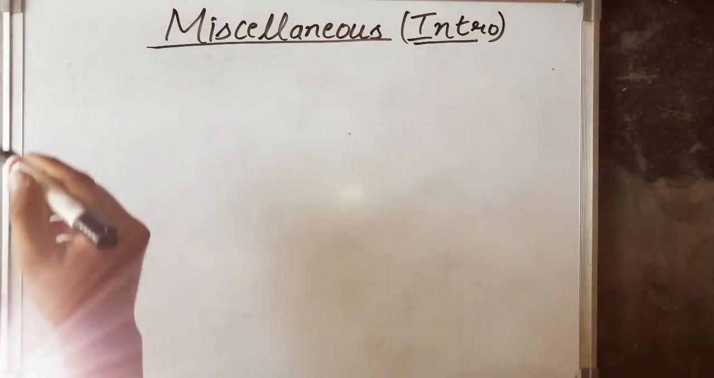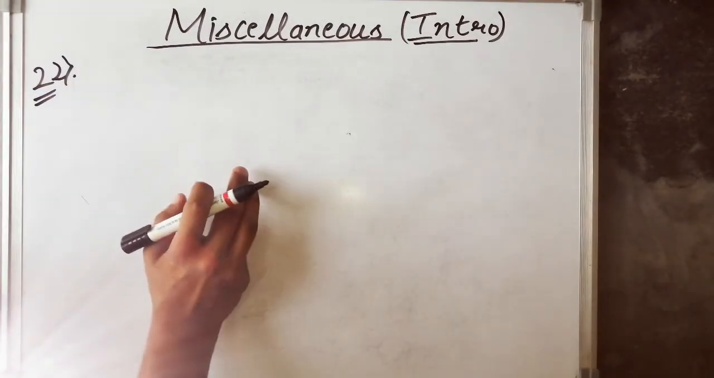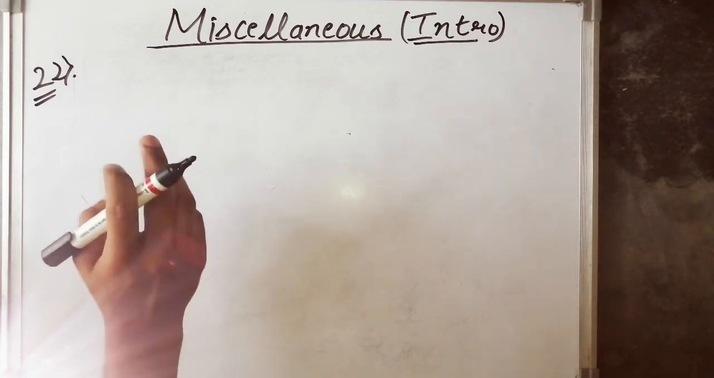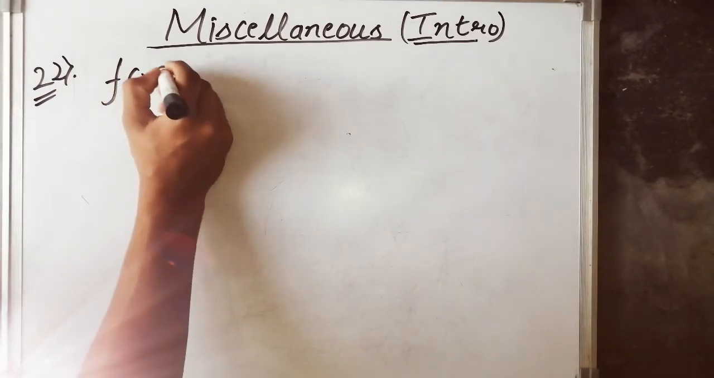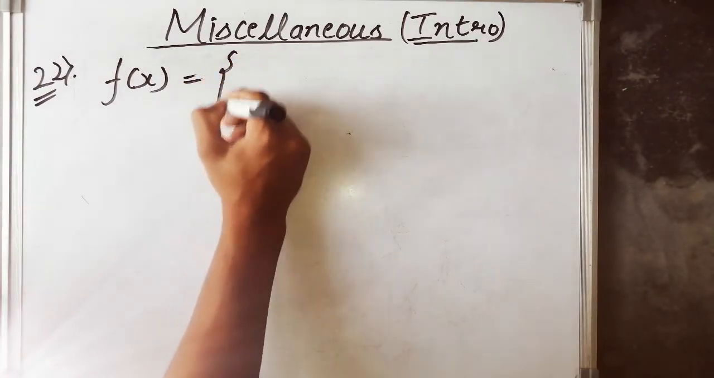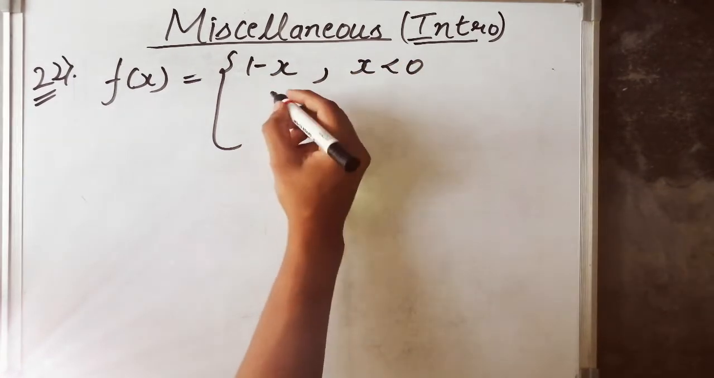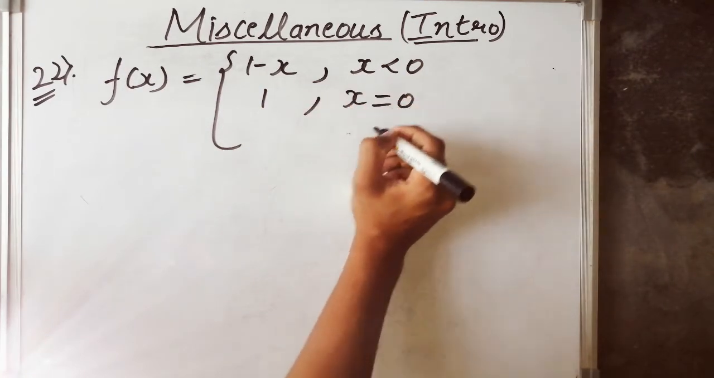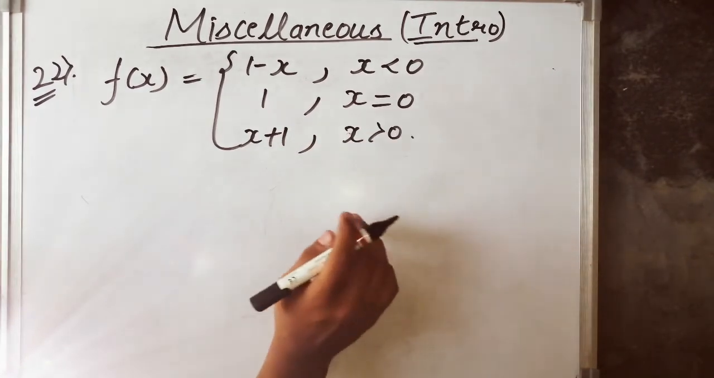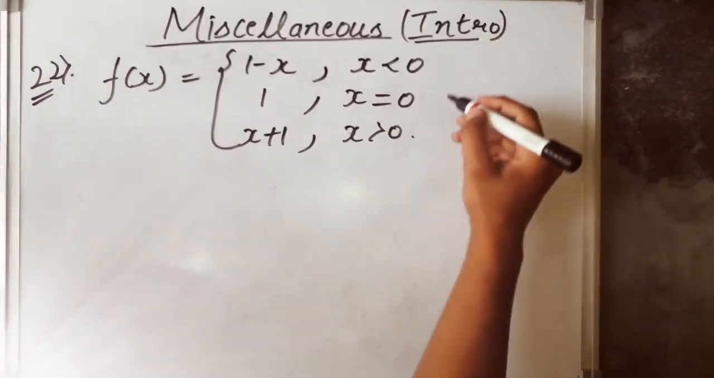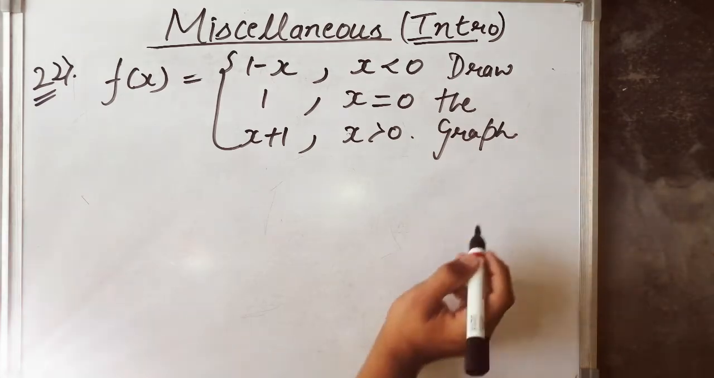Okay students, let's have a look at the 22nd example, in which the function f is defined by f(x) equals 1 minus x when x is less than 0, 1 when x equals 0, and x plus 1 when x is greater than 0. Draw the graph of this function. Let's have a look at the solution.